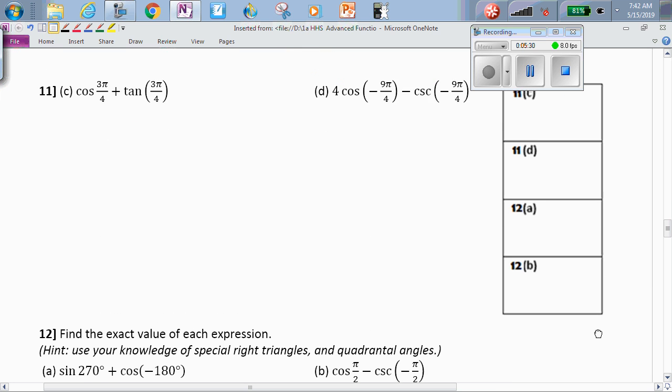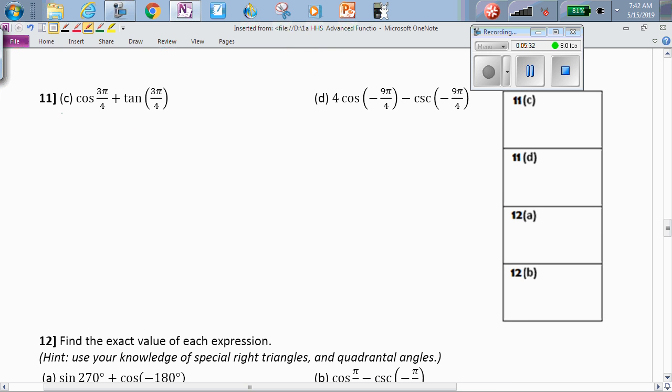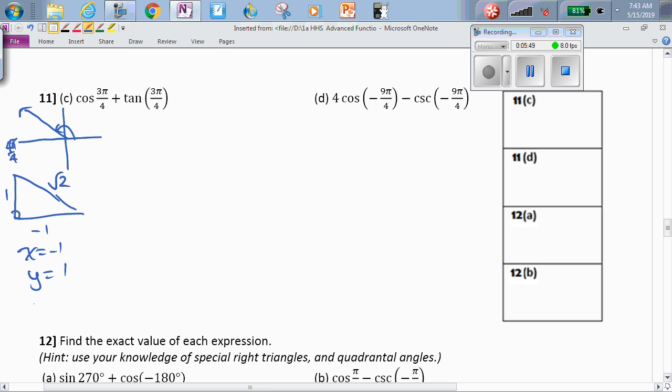Okay, last page. Same idea here. 3 pi over 4. 3 pi over 4, this is 4 pi over 4, so I have to be in quadrant 2. So that gives me a 45, 45, 90. So I've got 1, 1, root 2. This is negative, so x is negative 1, y is positive 1, r is positive root 2.